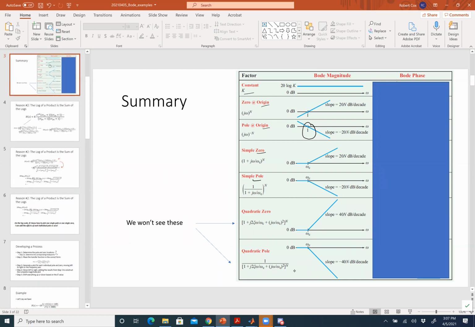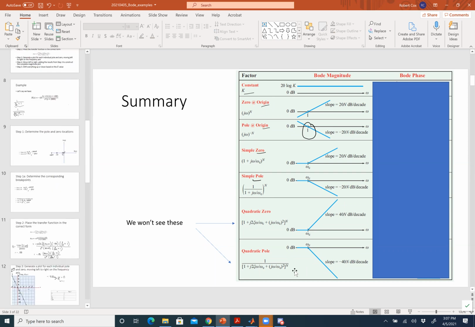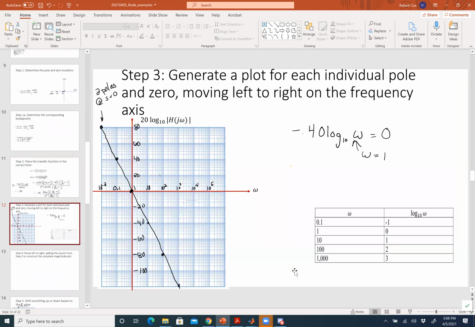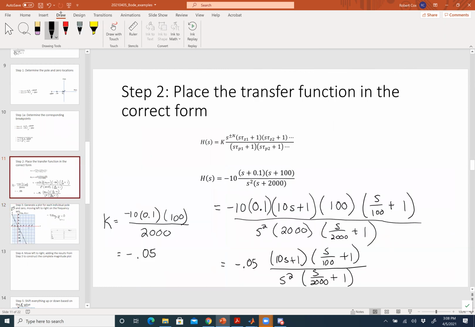Okay, back to where we were. Those are the 2 poles to do. I did them together because they're at the same point. When they're at the same point, basically I have 2 of them together. So instead of being at negative 20 dB per decade, it's at negative 40 dB per decade. Now let's go ahead and do one of the other ones. Let's do the pole at 2000.